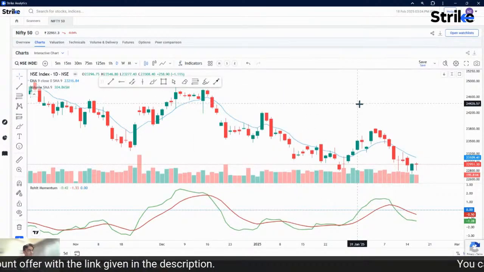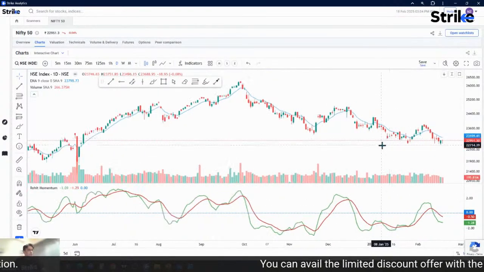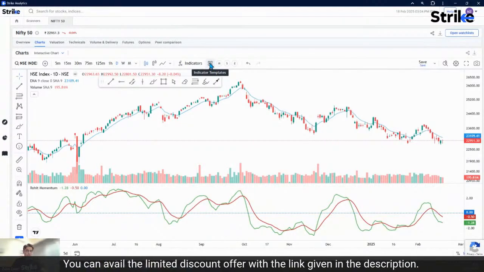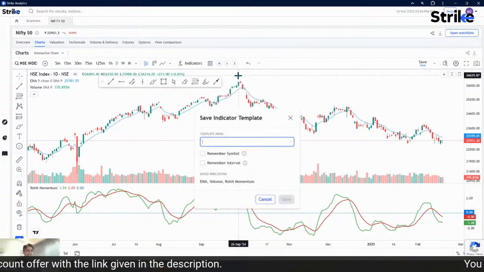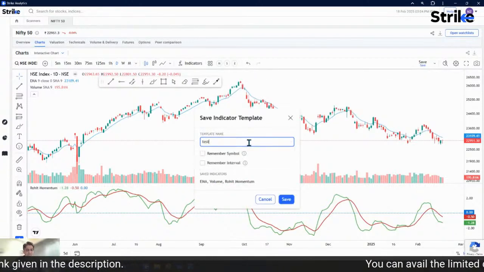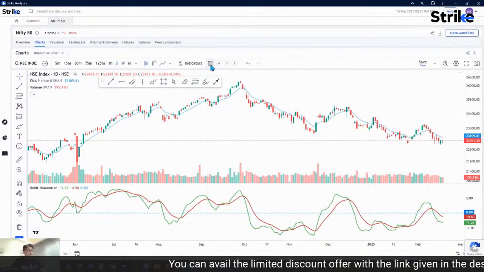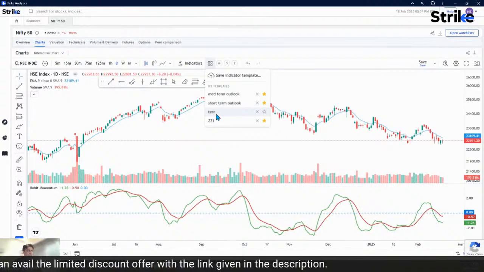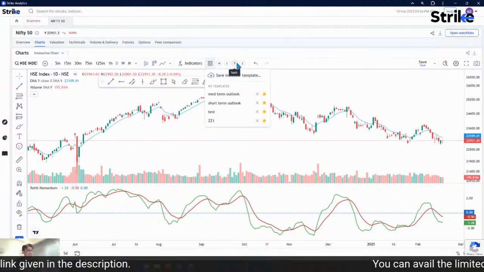So now whenever you want to study these indicators only, what you can do is click on these four boxes over here and say save indicator template and say test, or whatever name you wish to give, and say save. Once you do that, you click the four boxes once again and see there is a test indicator template given. You mark it as a favorite. As soon as you mark a favorite, you can see that there is a T button that comes up over here, which is your test.